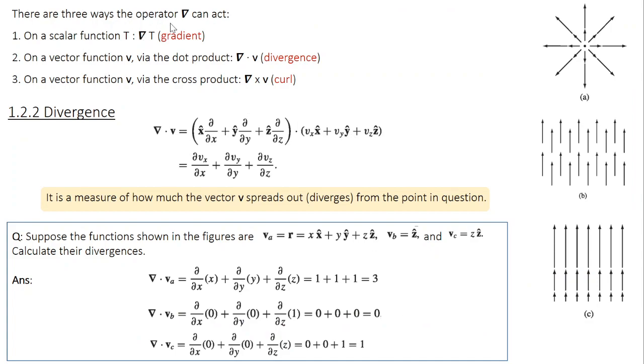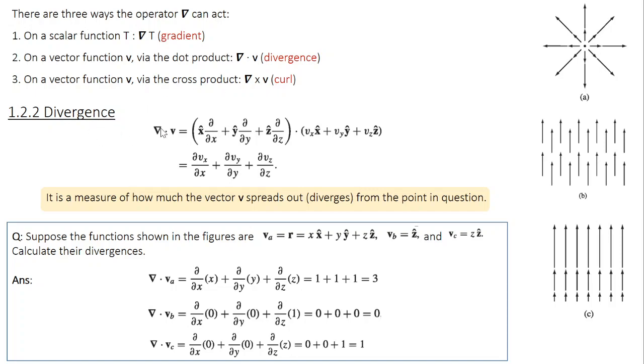Now there are 3 ways del operator can act. First one we have already seen, del operator acting on a scalar function which gives you gradient of the scalar function. Second one, it can act on a vector function and gives you a dot product. So if v is a vector function, you can take dot product of del operator and the vector function. This is known as divergence. Similarly, you can have a cross product which gives you curl. Let's first look into divergence.